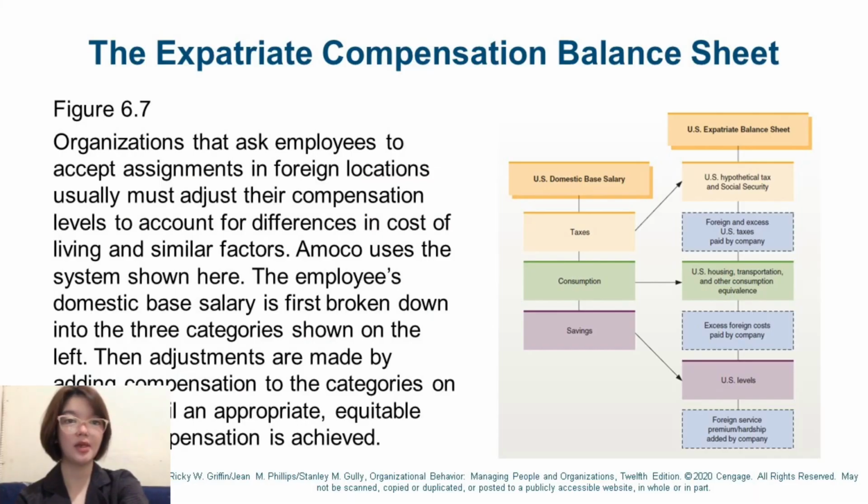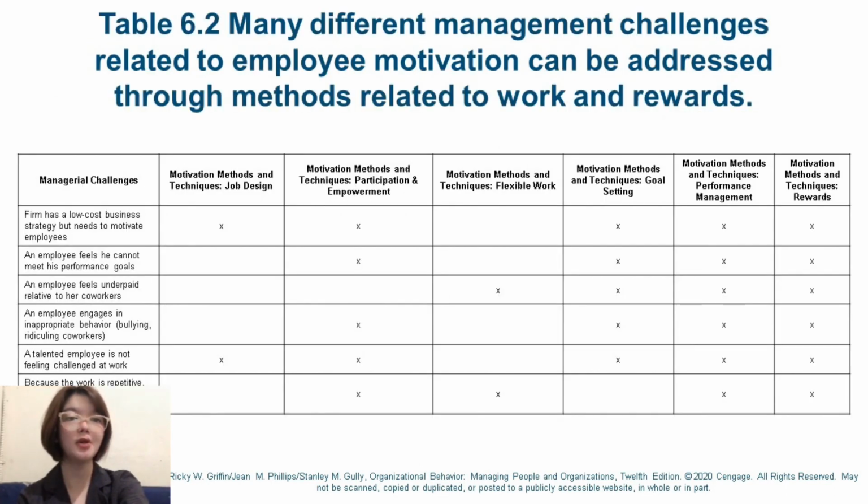Organizations that ask employees to accept assignments in foreign locations usually must adjust their compensation levels to account for differences in cost of living and similar factors. A common approach uses the system shown here. The employee's domestic base salary is first broken down into the three categories shown on the left. Then adjustments are made by adding compensation to the categories on the right until an appropriate, equitable level of compensation is achieved.